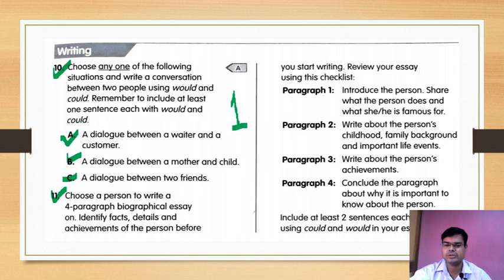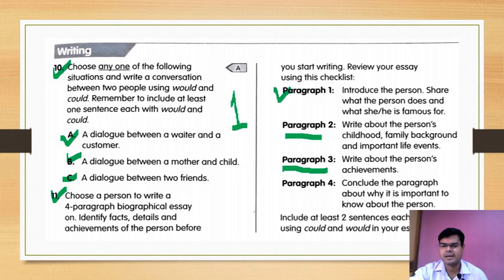So what is your checklist, or what you have to include in that? First, paragraph 1. You have to introduce the person, share what the person does and what he is famous for. You have to introduce that person in the first paragraph. You have to write about what the person does, work, etc. and what he is famous for. That you have to write. In the second paragraph, you have to write about the person's childhood, family background and important life events.